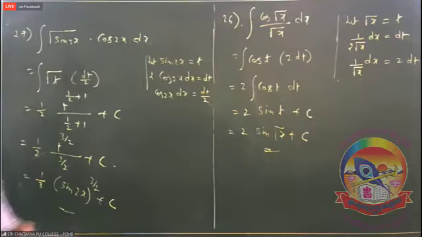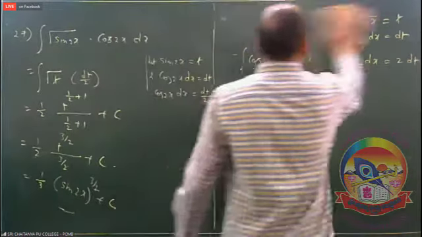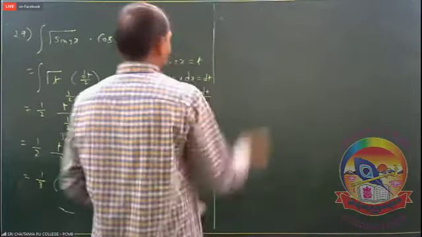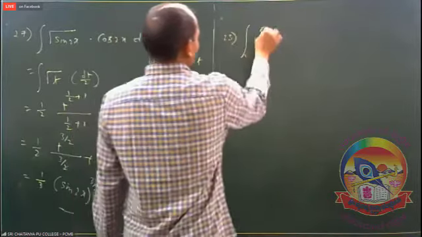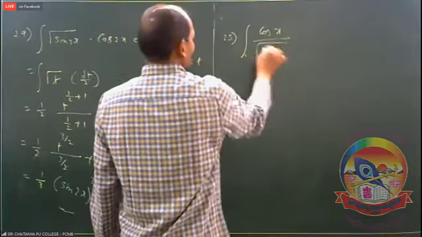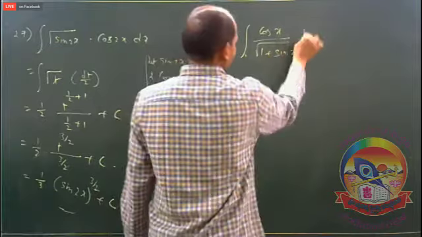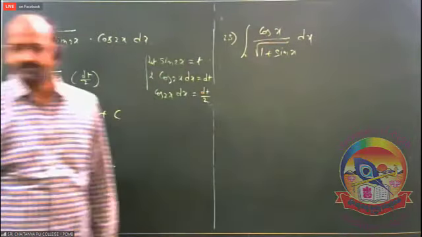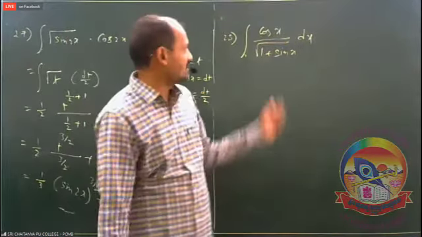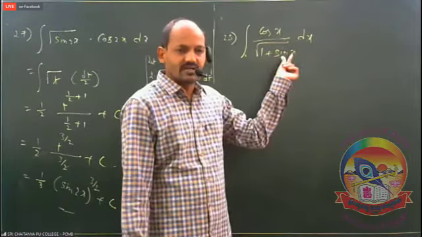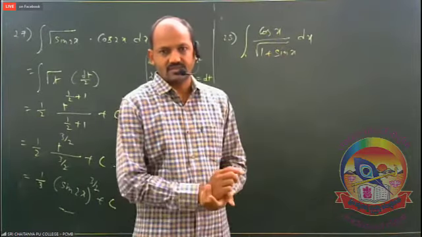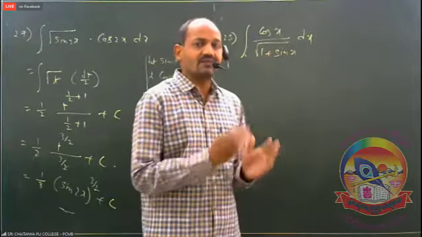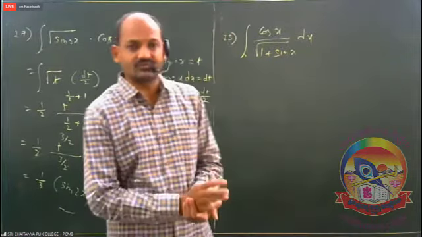Right. Next one. Integral of cos x divided by root of 1 plus sin x dx. Which term do we have to consider? The derivative of sin x is cos x. But having a root, clearly it is f dash of x by root f of x form.